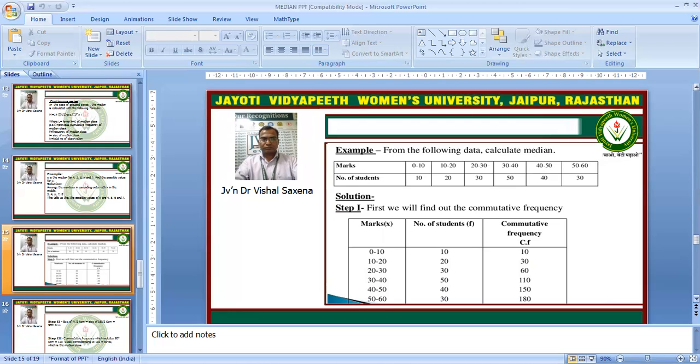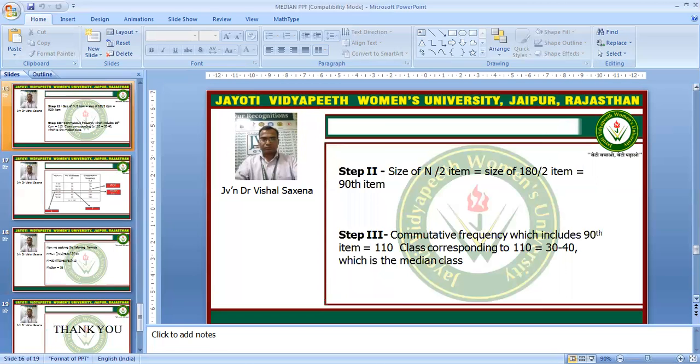Marks are in the first column, these are x, and the number of students, that is the frequency f, is shown in the second column, and cumulative frequencies are made in the third column, like 10, 30, 60, 110, 150 and 180. Next is the size of the N/2th item. N is equal to 180. So this is equal to the size of the 180/2th item, and that is equal to the 90th item.